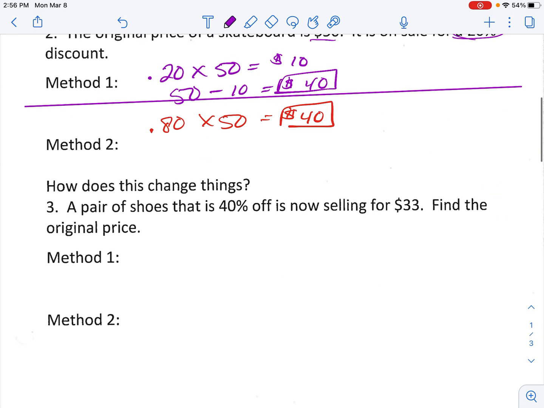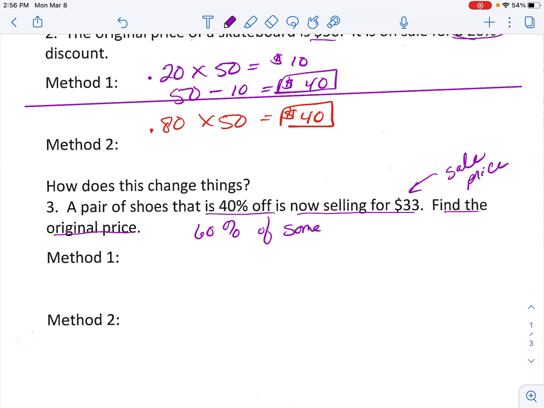Alrighty. How does this change things? A pair of shoes that is 40% off is now selling for $33. Find the original price. So now this is the sale price, right? 40% off, and now you only have to pay $33. We're trying to find the original amount. So here's what we should be thinking.